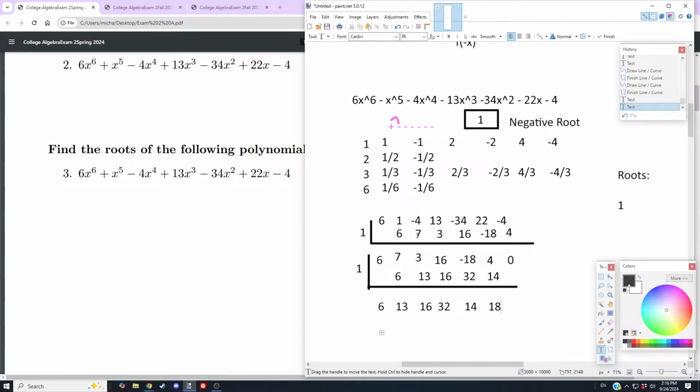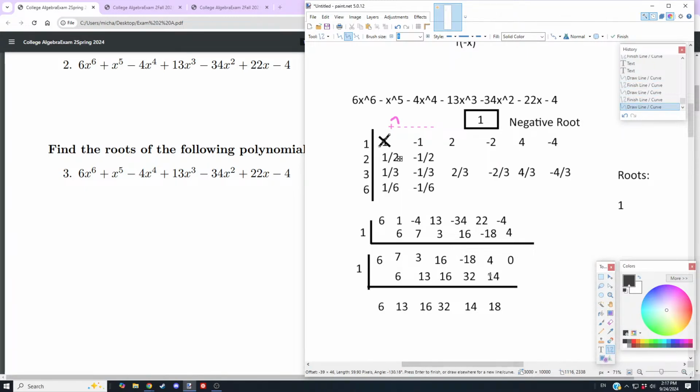Every time that you have a successful synthetic division, you will have 1 fewer column than you had before. So this column, that was when we had a degree 6 polynomial. This is a degree 5 polynomial, so it ends on this column for 14, 18. And that tells us that 1 is not a multiple root. We don't have to check it anymore.